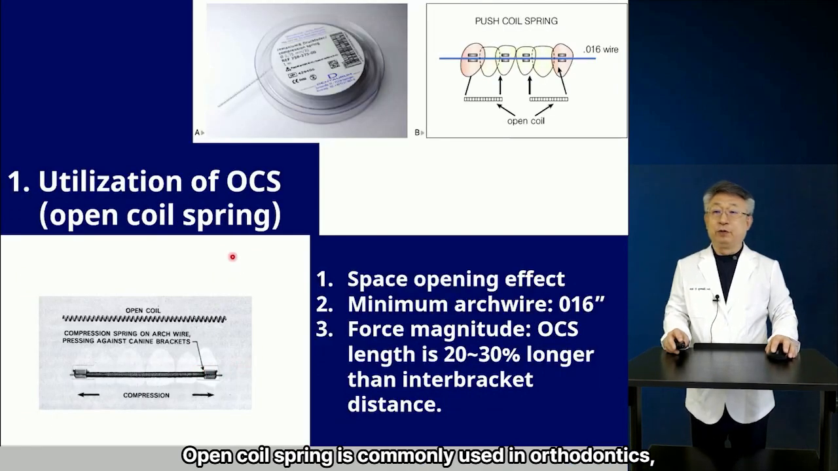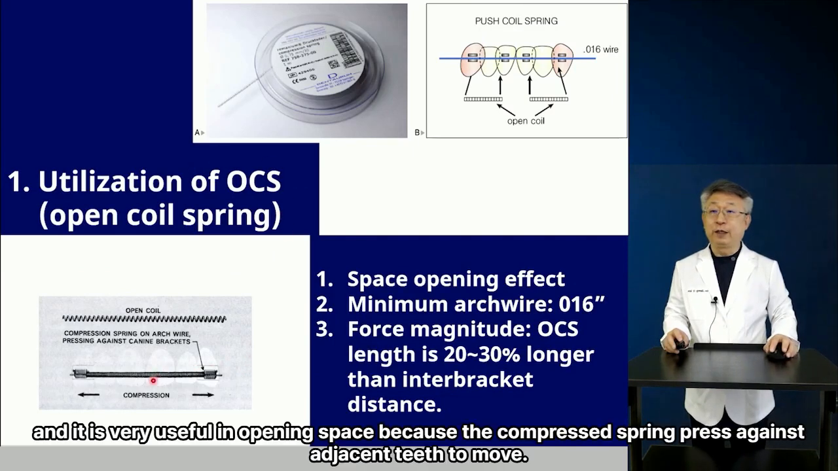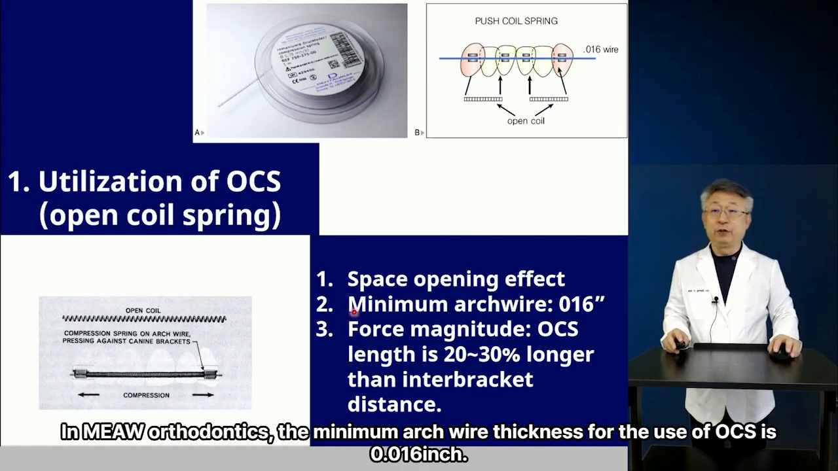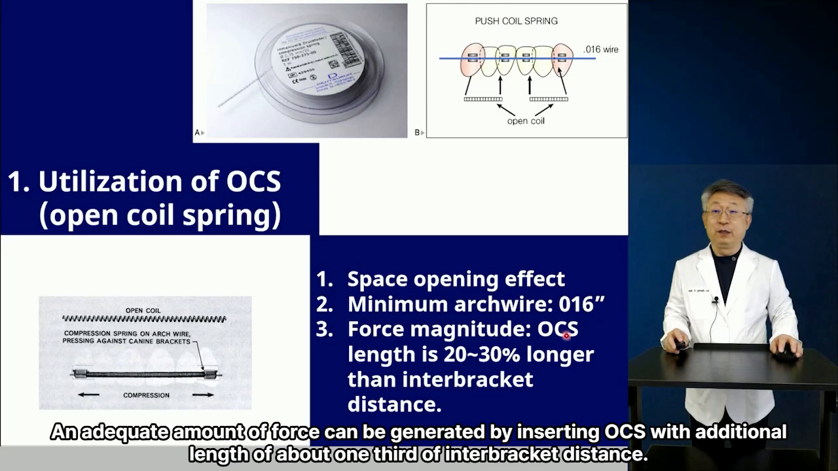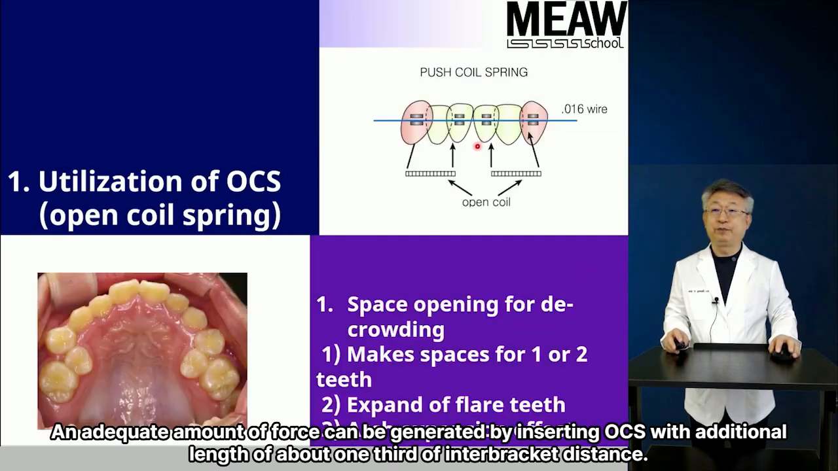Open coil spring is commonly used in orthodontics, and it is very useful in opening space because the compressed spring presses against adjacent teeth to move. In MEAW orthodontics, the minimum archwire thickness for the use of OCS is 0.16 inch. An adequate amount of force can be generated by inserting OCS with additional length of about 1/3 of interbracket distance.